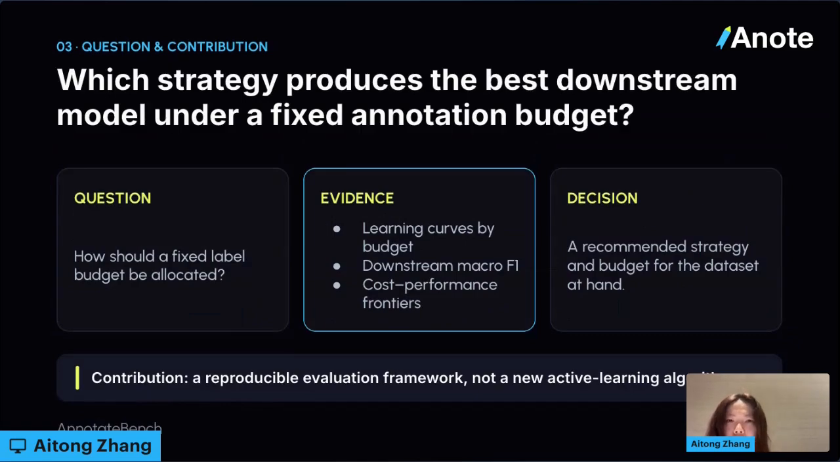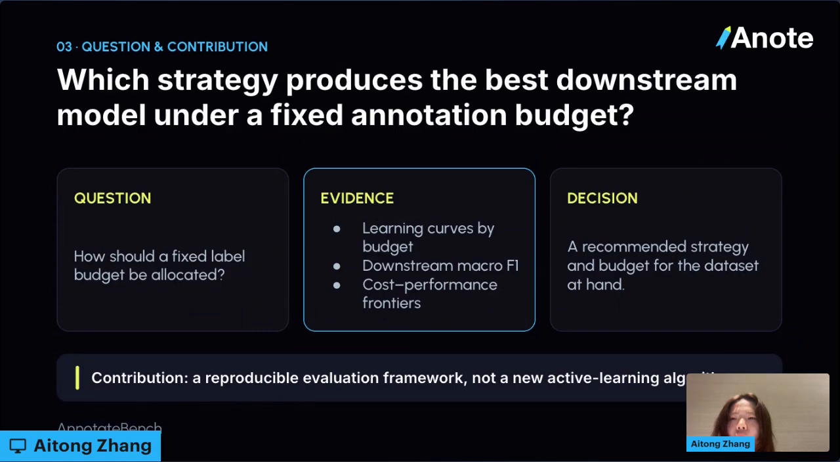Our central research question is: under a fixed annotation budget, which strategies produce the strongest downstream model? We answer it using three connected views. First, learning curves show how quickly each strategy improves as the budget grows. Downstream micro F1 tells us whether the resulting labels are useful for training a classifier, and cost performance frontiers show which combinations provide the best value.